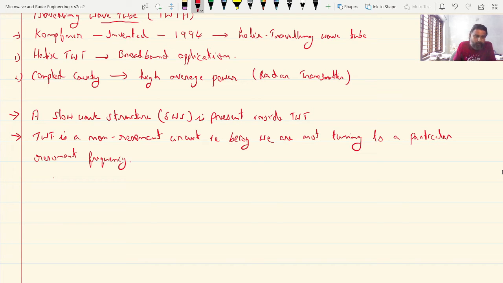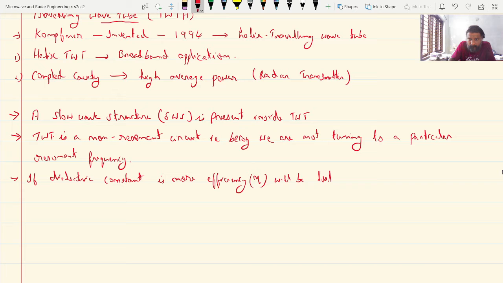The next point I have to discuss is that if we increase the dielectric constant, then the efficiency of the traveling wave tube will be lost. That is very important, keep it in mind: if the dielectric constant is more, the efficiency, that is eta, will be lost.